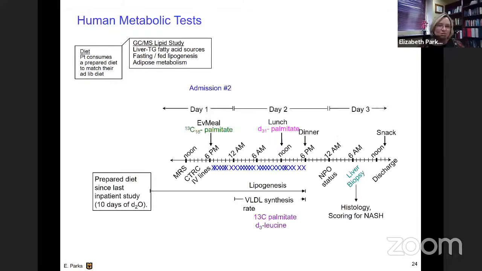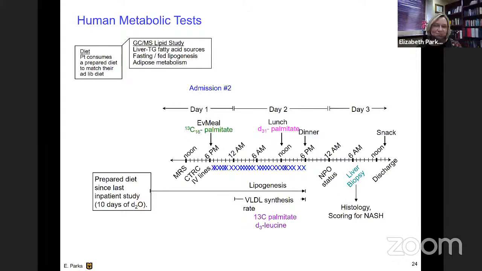All right, I want to show you probably the most complicated human study we did, when we tried to measure all of these pathways at the same time. We were interested in nocturnal metabolism, and so we put these NAFLD patients in the hospital the night before their biopsy. We labeled their evening meal with a heavy palmitate mixed into like pasta sauce or something.